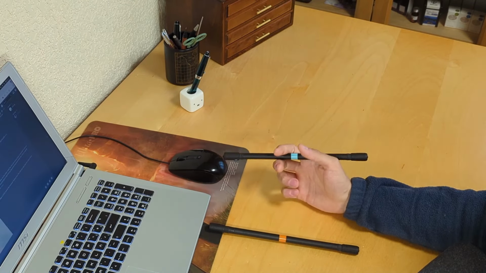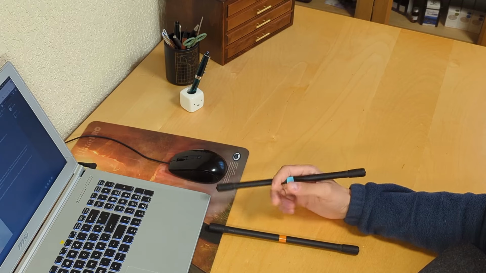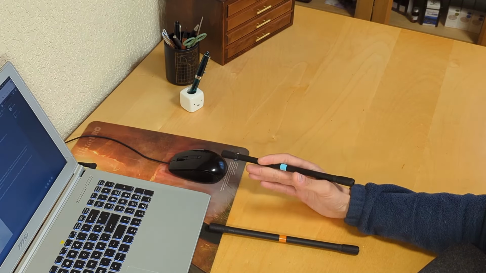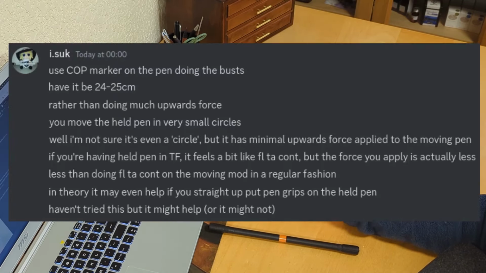As you may have guessed, Isaac is a master of this trick, and will be able to explain how to do it way better than I. So I asked him, and this is what he said. First, use a center of pen marker on the pen doing the busts, happy to be from 24 to 25 centimeters, and rather than doing much upwards force, you move the held pen, the static pen, in very small circles. He isn't sure if it's a circle or not, but it has minimal upwards force applied to the moving pen.